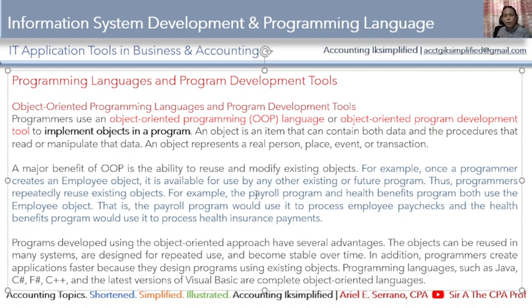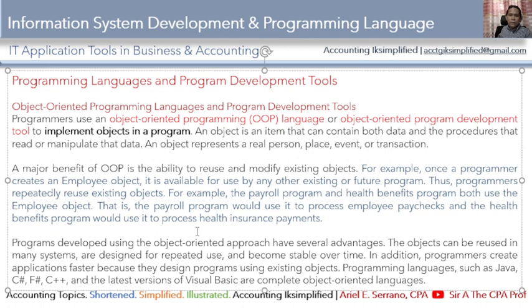Halimbawa, yung payroll program, magagamit ito. Yung employee object. Of course, kasi nandoon yung data about that particular employee. Now, yung health benefits program, magagamit din yung employee object na yon. Kasi gagamitin din nila yung mga details doon for their health benefits, sa kanilang purpose, sa kanilang objective. That is, the payroll program would use it to process employee paychecks, and the health benefit program would use it to process health insurance payments. So, kung makikita ninyo dito, nagagamit ito. Hindi lang isa, kung hindi, dalawa, or higit pa.